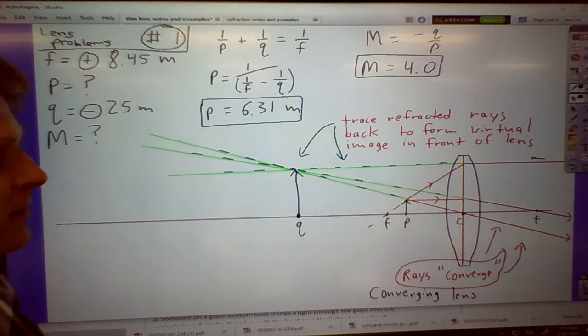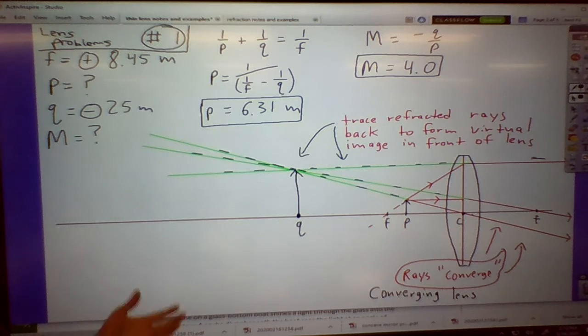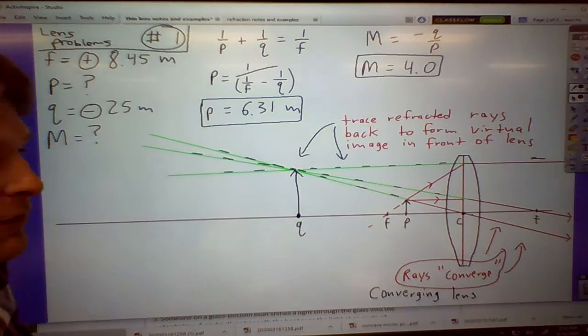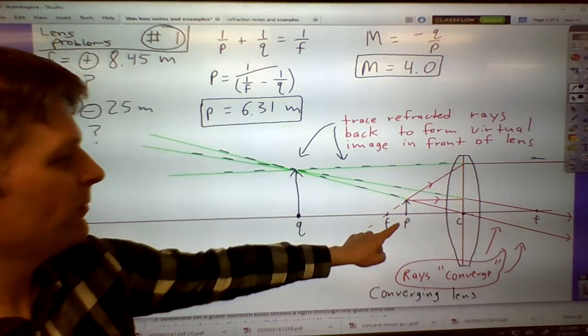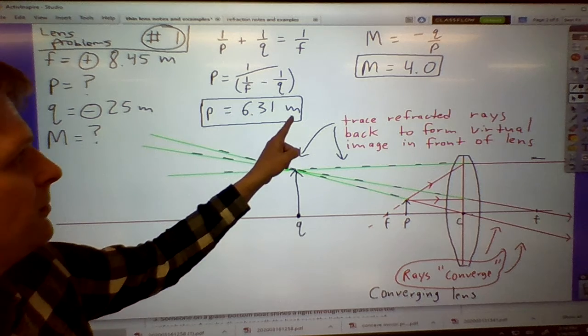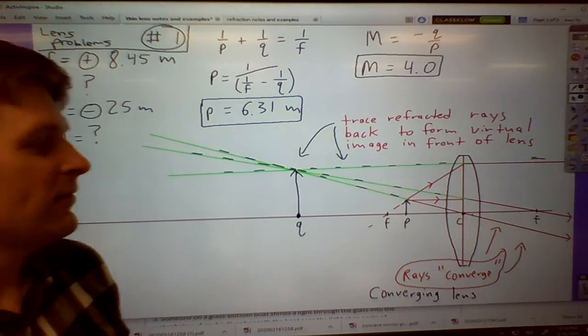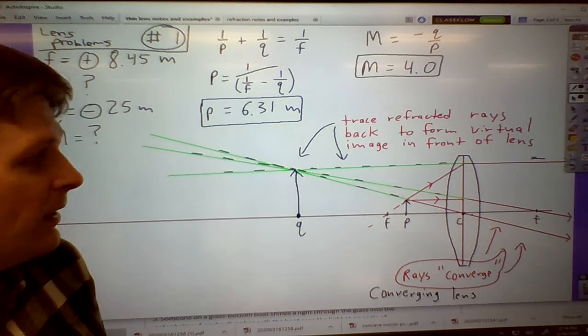Other than that, it's a relatively straightforward algebra solving here. We just take our givens, plug them into the equations we know. We can solve for the object distance. How far away from the lens should this thing be? 6.31 meters. And we can also see that it has a magnification of 4. Now let's dive right into the ray diagram, okay?